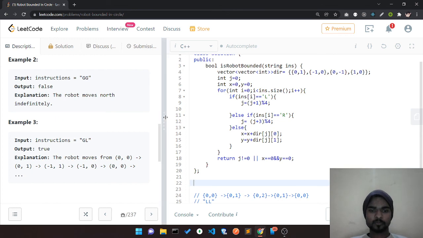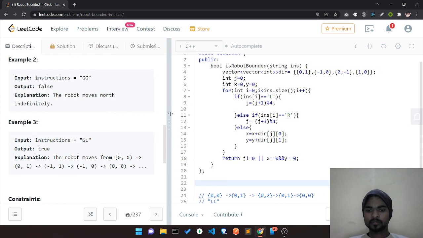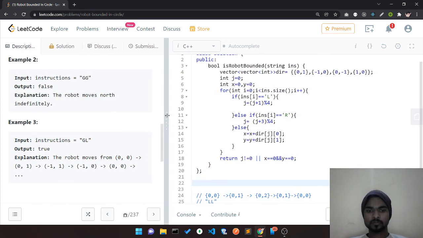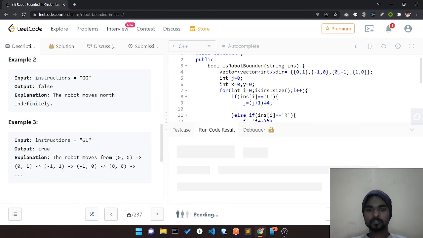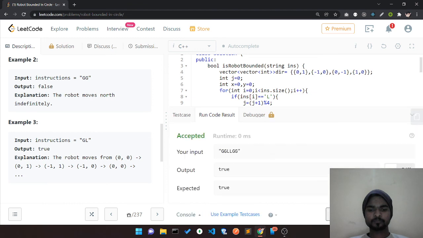Let me run this code. Yeah, it's accepted. Let's submit our code, guys.